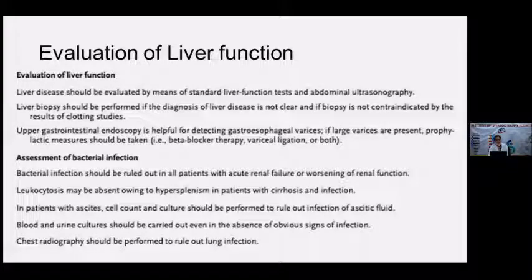Assessment of bacterial infection. Bacterial infection should be ruled out in all patients with acute renal failure or worsening of renal function. Leukocytosis may be absent owing to hypersplenism in patients with cirrhosis and infection. In patients with ascites, cell count and culture should be performed to rule out infection of ascitic fluid. Blood and urine culture should be carried out even in the absence of obvious signs of infection, and chest radiography should be performed to rule out lung infection.